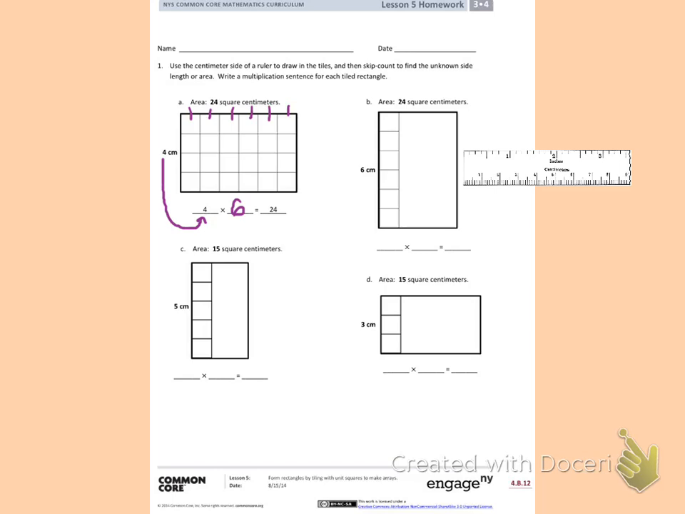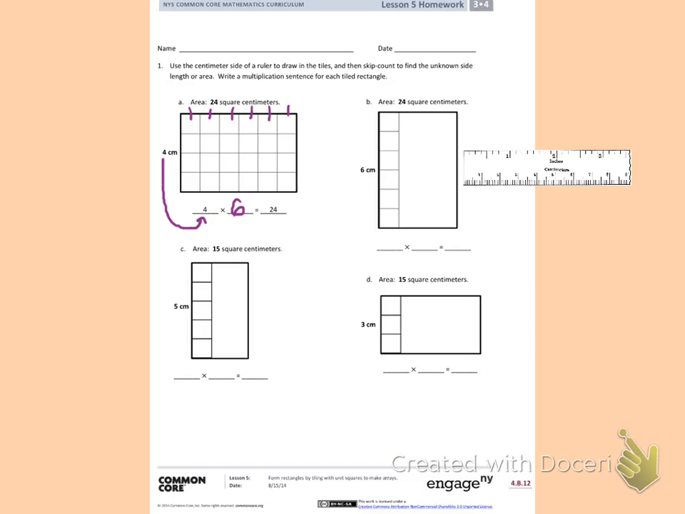The area again is 24 square centimeters. This time the vertical sides are 6 centimeters in length. We need to figure out what the horizontal sides are. As you can see, some of the lines need to be drawn in. The directions tell us to use the centimeter side of a ruler to draw in the tiles, and then skip count to find the unknown side length or area.